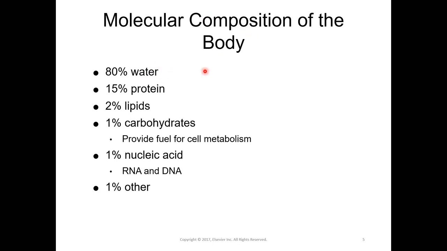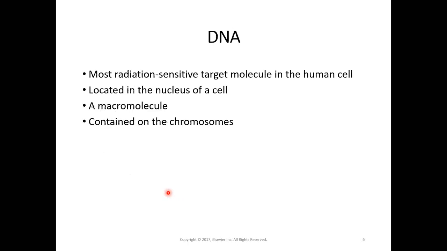So the rest of the body composition is 15% protein, 2% lipids, 1% carbohydrates, which provides the fuel for your cell metabolism. And then you've got your nucleic acids, which is your RNA and your DNA, deoxyribonucleic acid, and this is just ribonucleic acid. And then we've got this 1% of other, which who knows what's floating around in our bodies these days, but they just put it there for good measure.